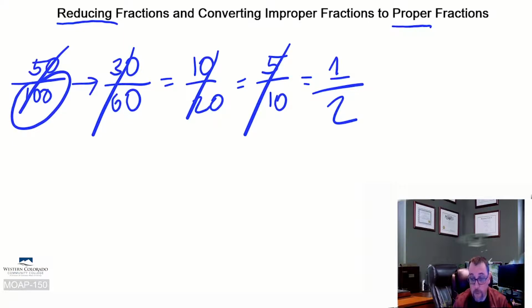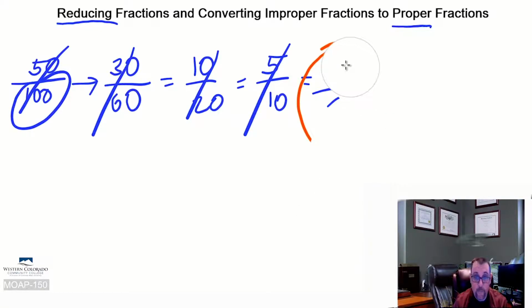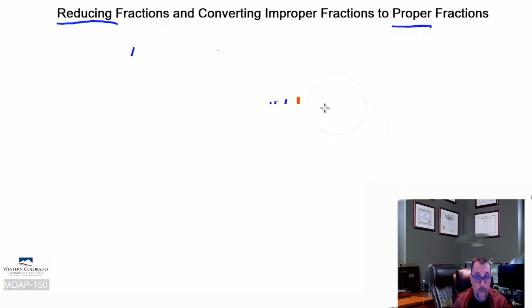And so for all of our arithmetic functions as they relate to fractions and reporting answers, it's only proper or only appropriate to give your final answer in this setting right here, where it's been reduced to its lowest possible terms. Now let's look at an improper fraction, what it means to convert that.